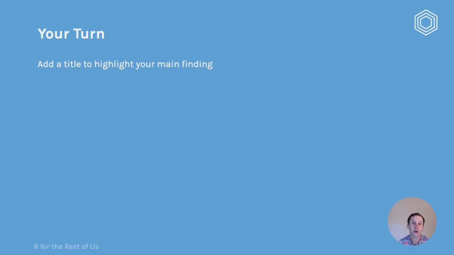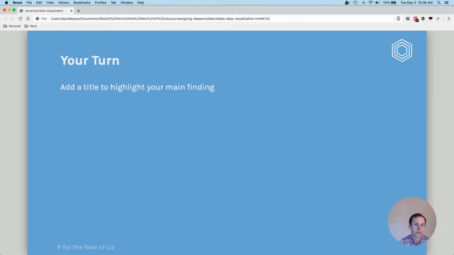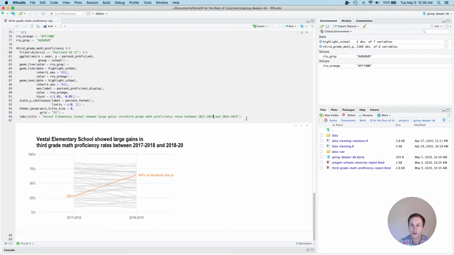For your turn, I want you to add a title to highlight your main finding. You may need to use the new line special character to make sure it all fits. Let me actually do one thing. Because I'm kind of asking people to go on faith and believe that this will show up correctly, I'm actually going to knit it and show people.